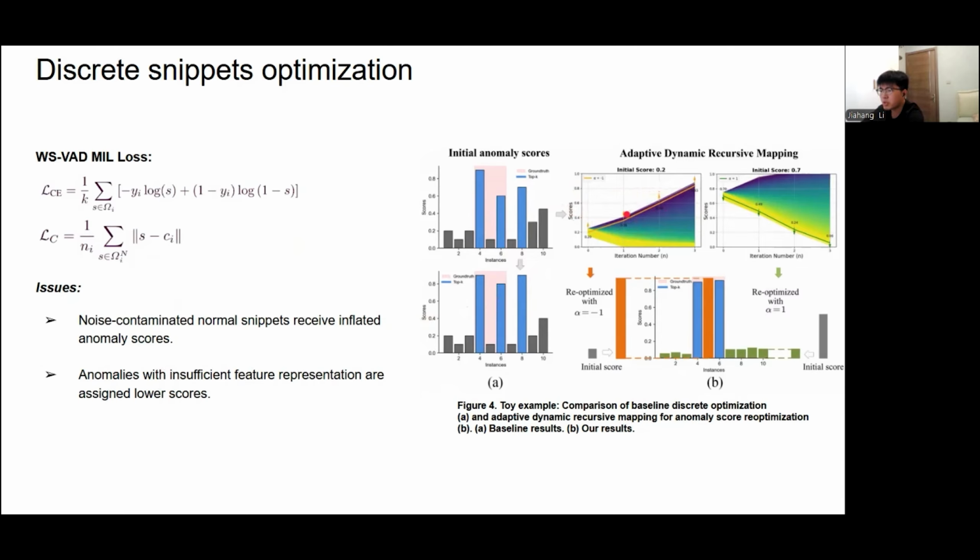With our recursive mapping, these low scoring abnormal snippets can get higher scores, like this. While the high scoring normal snippets can be adjusted lower, like this. So our method improves our overall detection accuracy.